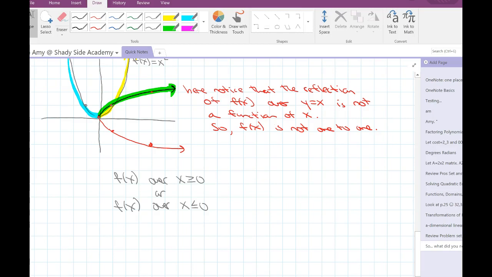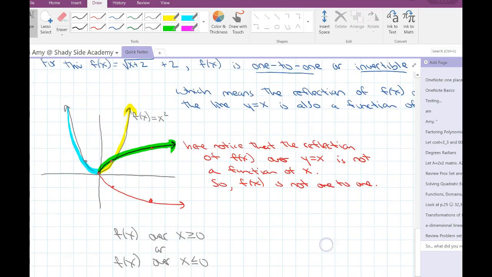Okay, well, the answer is, if f of x passes, not the vertical line test, but if f of x passes the horizontal line test, then it is invertible. So what does that mean?